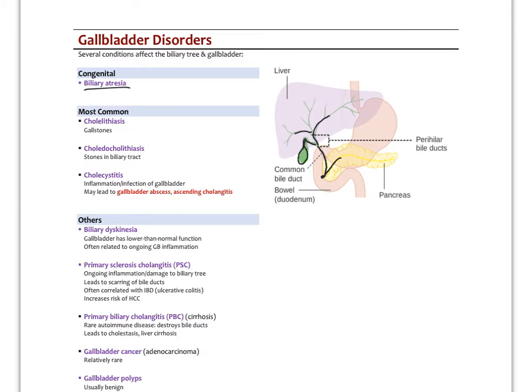So the most common gallbladder disorders would be cholelithiasis, and that's having gallstones. Now, just having stones is not necessarily a problem. A lot of people have stones or gravel, and they're asymptomatic. We can get stones in the gallbladder itself. We can get stones in the bile duct, and that's called choledocholithiasis. That's anywhere in the biliary tree.